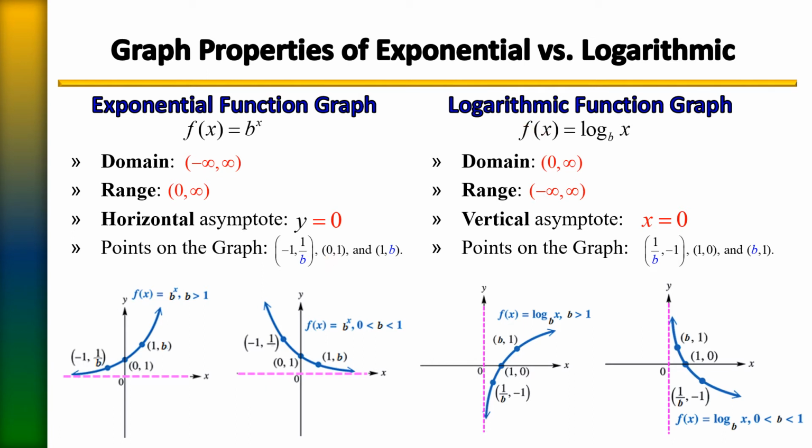The logarithmic function, the domain would be from 0 all the way to positive infinity, and the range is from negative infinity to positive infinity. It has a vertical asymptote which passes through the x-axis at 0, so x equals 0, and it has an x-intercept of 1, 0, and 2 other points. So again, these functions, although they may look very similar, are opposite in nature. They're inverses of each other.